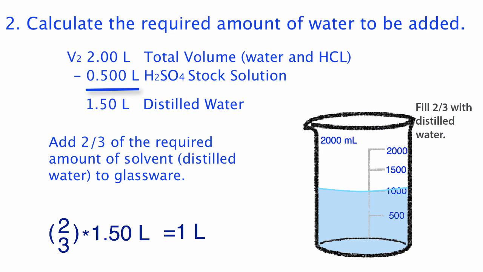V2, our final volume, is 2.00 liters. Subtract out the stock solution, which is 0.500 liters. This leaves 1.50 liters of distilled water to be added. Add 2/3 of the required amount of distilled water to the glassware.